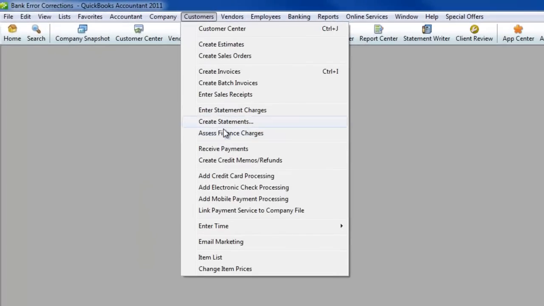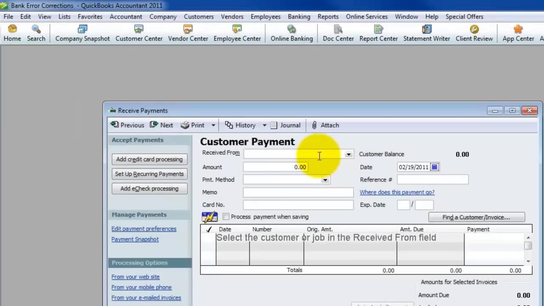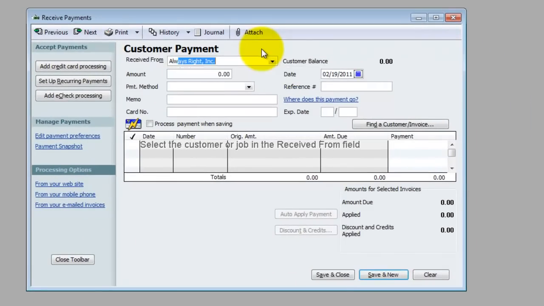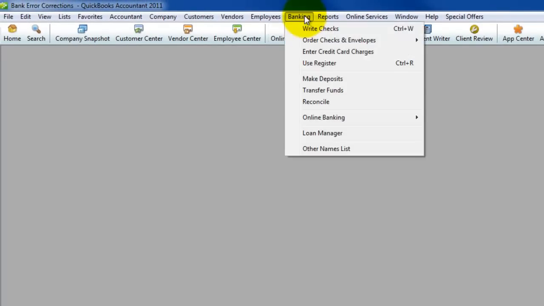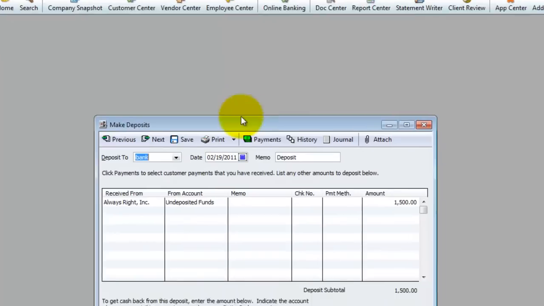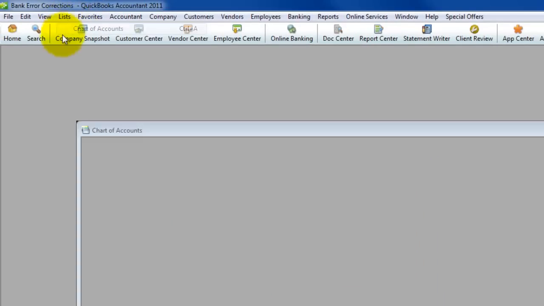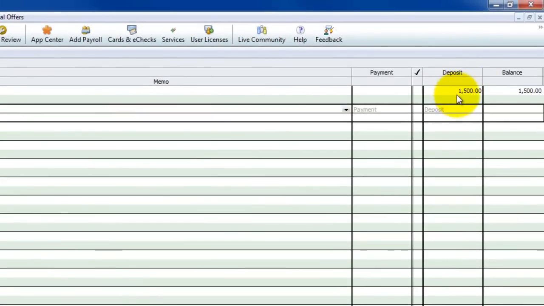If I come into Customers and I go to Receive Payments, we're going to receive a payment for Always Right Incorporated for $1,500, exactly the amount that's due on the invoice. Save and close, banking, make deposits. So in QuickBooks, the assumption is we're going to book the right amount and we're going to record that deposit. Save and close. So I go into my chart of accounts here and I have a deposit for $1,500.